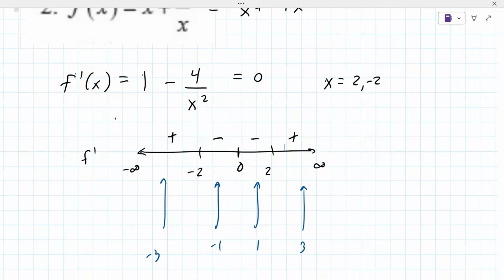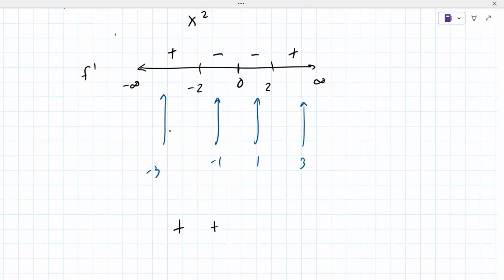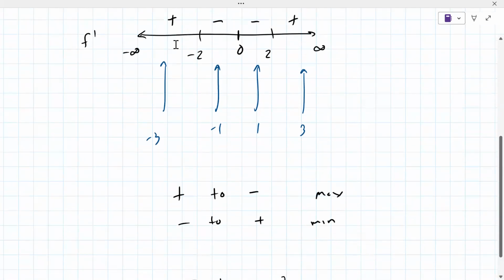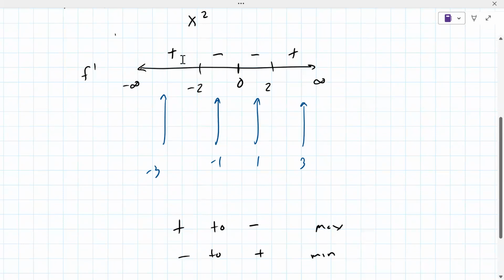Right. So now you can figure out whether they're mins or maxes. The idea is that if it goes from plus to minus, that's a max. Minus to plus, that's a min. The other possibilities are if it goes from minus to minus or plus to plus, that's nothing. So this right here at -2, this plus to minus is a max, and this minus to plus is a min.